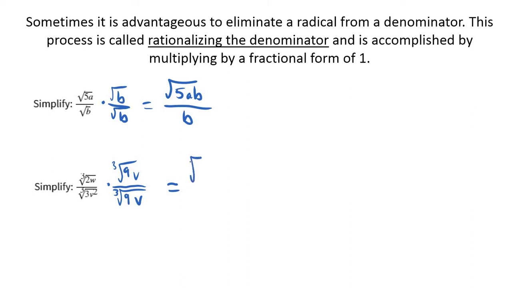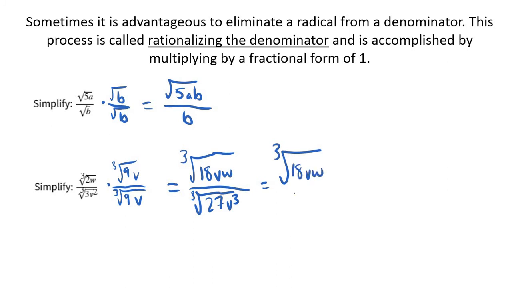So on the top, that would give me cube root of 18vw, right? Just multiplying those using that property we just looked at. And on the bottom, I'll go ahead and just show it here, and then we'll work it out. So that'd be 27 v cubed. See where I'm going? So on the top, cube root 18vw. On the bottom, cube root of 27 is 3. Cube root of v cubed is just a v. Hey, we just simplified that thing, okay?